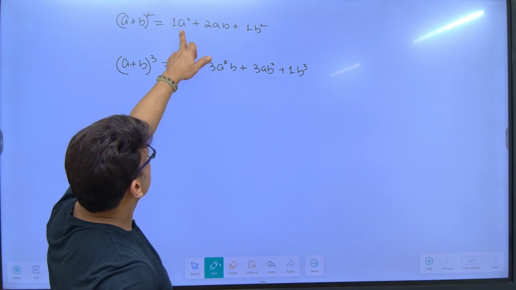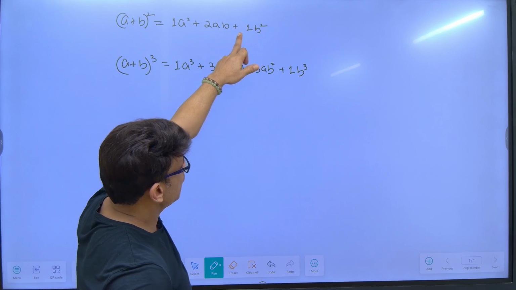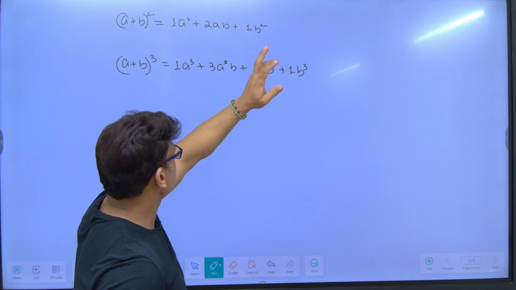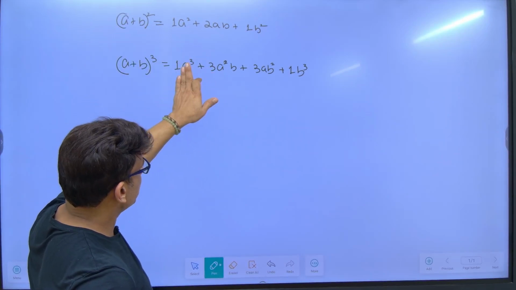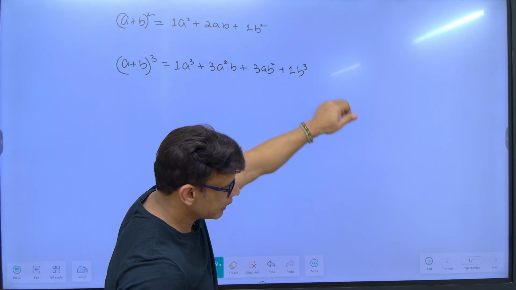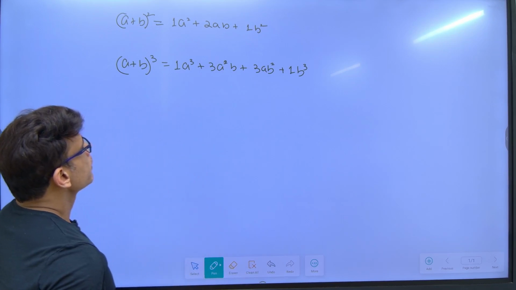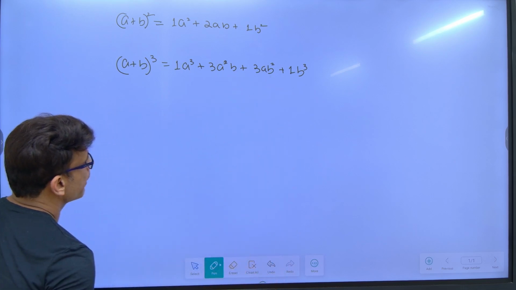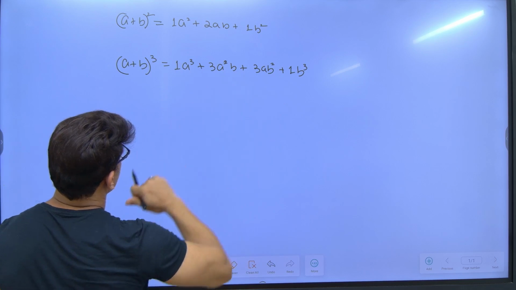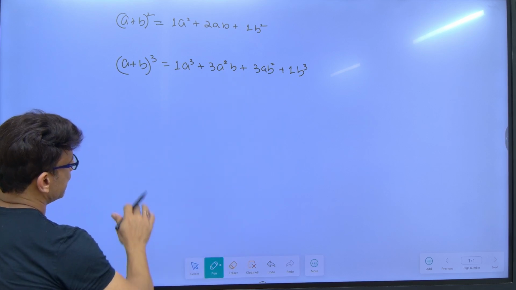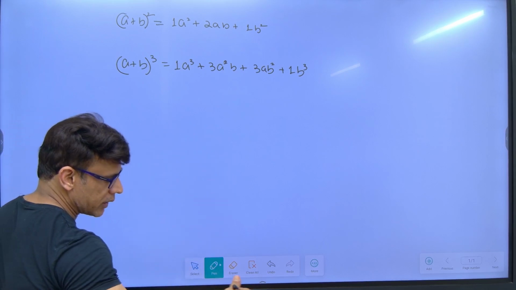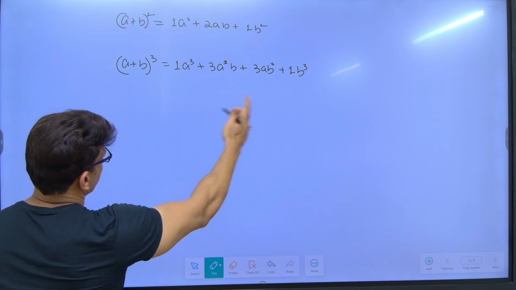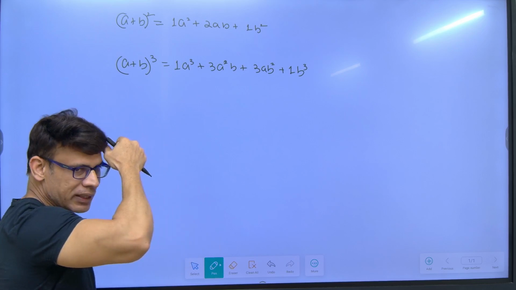That means the power of a reduces and the power of a vanishes at the end, while the power of b goes 0, 1, 2. Here also, in a plus b whole cube, we have a cube, 3a square b, 3ab square and then b cube. So what is happening is that the powers of a and b alternate, right? In the first term all the power is of a, in the last term all the power is of b. I can expand a plus b whole raised to power 4, 5, 6, 7, 8, 9, 10, but it is not needed because in remainder theorem, they're not going to ask you to expand and tell how much it is.